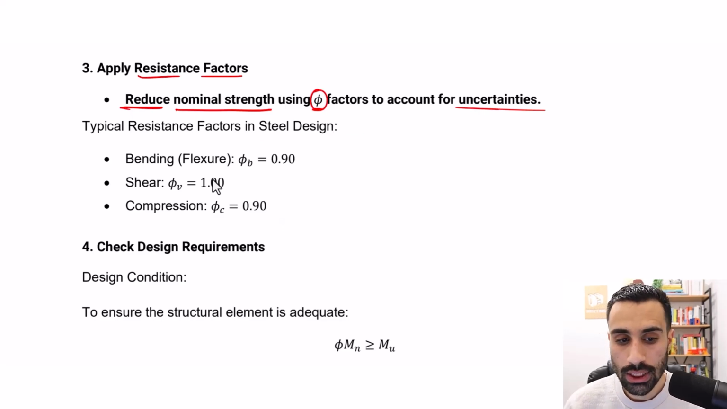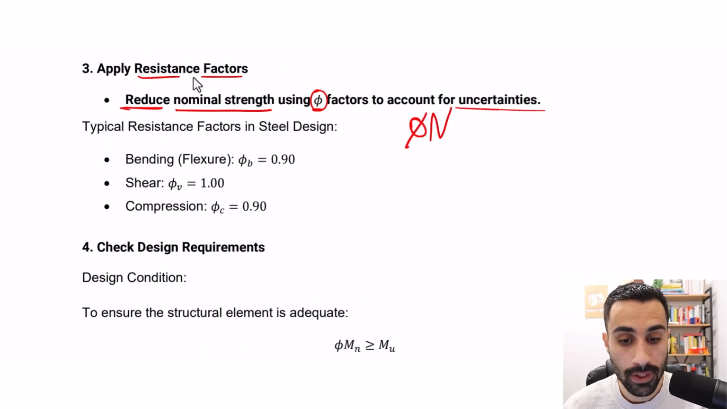So for steel design, just as example for bending, b stands for bending. We use 0.9 for shear in the handbook. v stands for shear here is 1, and for compression, c stands for compression. We use 0.9 for steel design per FE handbook. So that is going to be applying the resistance factor, and this would give us our phi Mn.